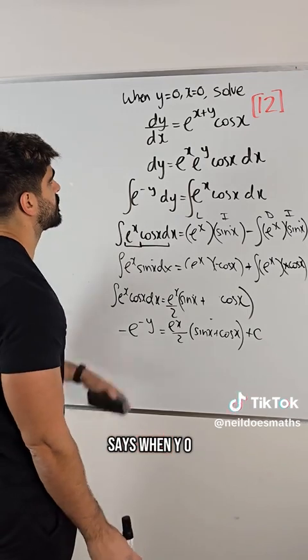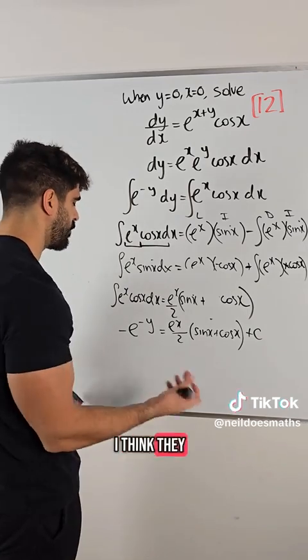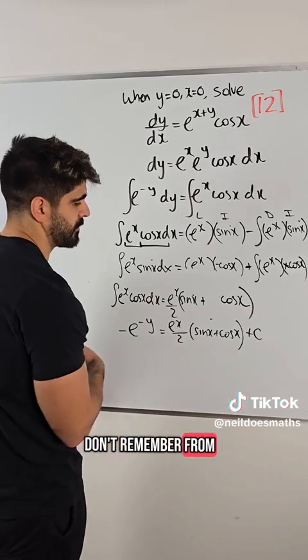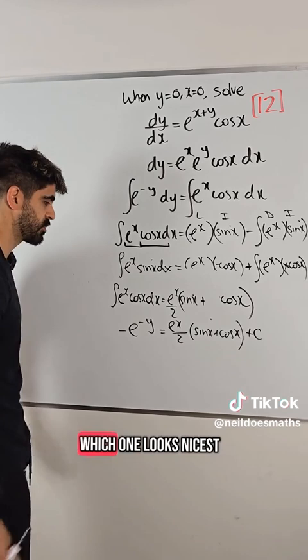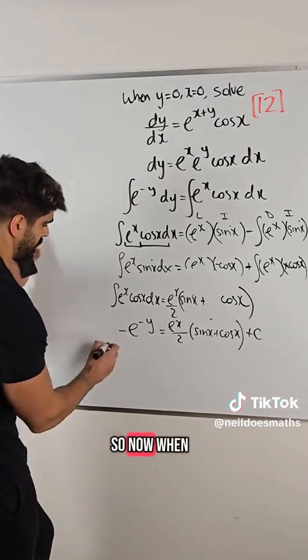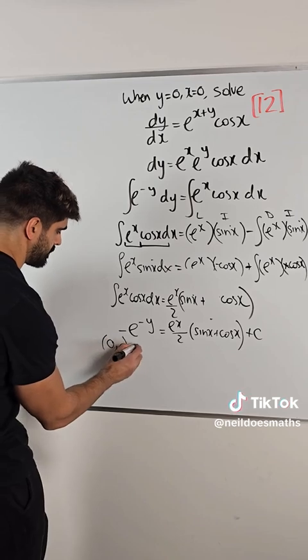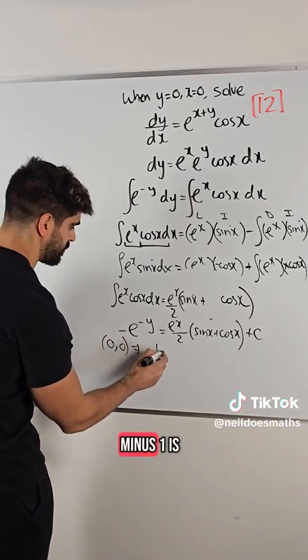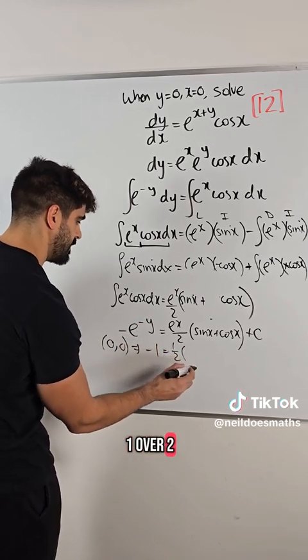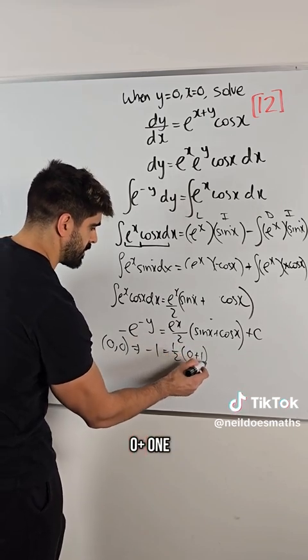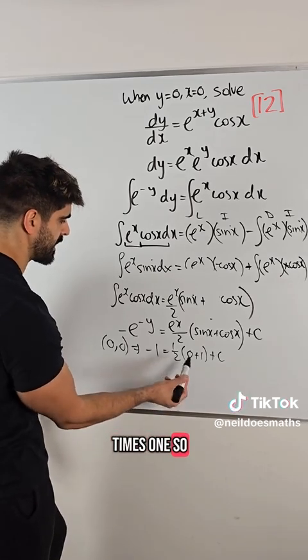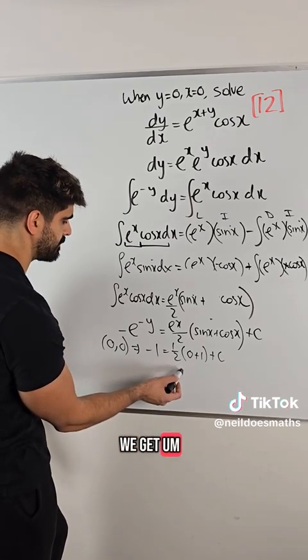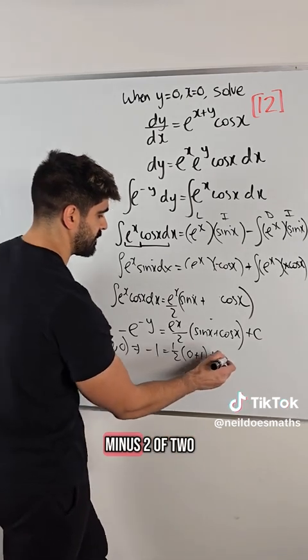Then it says when y is 0, x is 0, solve. I think they wanted it, I don't remember from the question, to be honest, what form it wanted, but we'll decide which one looks nicest. So now when we sub in 0, 0, what do we get? e to 0 is 1, so we get minus 1 is 1 over 2 times (sine of 0 is 0 plus 1). So that's just a half times 1, so we get a half. We get minus 1 is a half plus c, so c is minus 3 over 2.